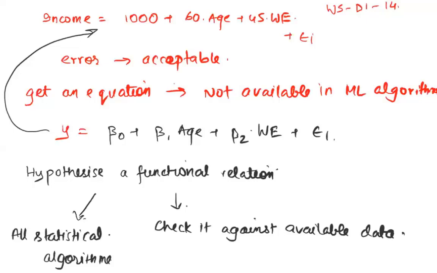Neither does it claim any such thing. It just says that age and work experience are both related to my income, and in some way they are impacting it, and we feel that the way is linear.